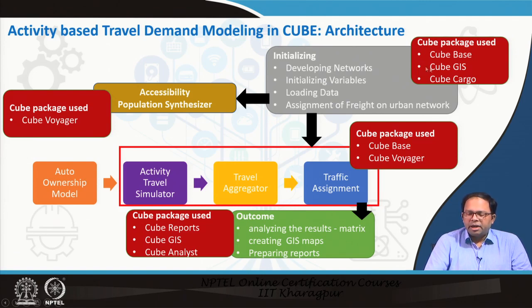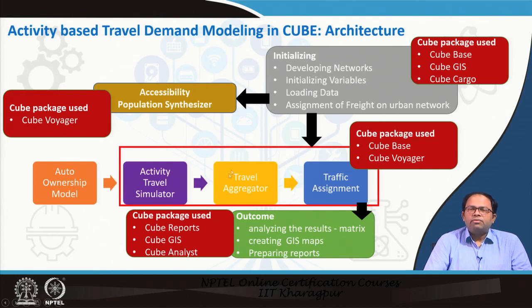And this could be again created using CubeBase, QubeGIS, KubeCargo, and so on. And finally, this is taken as input to this particular step where we generate the activity travel simulator, which, based on auto ownership, determines what kind of activities would be generated, which includes the kind of tours I will make, the time of the day choices, the mode choices, the destination choices, and so on.